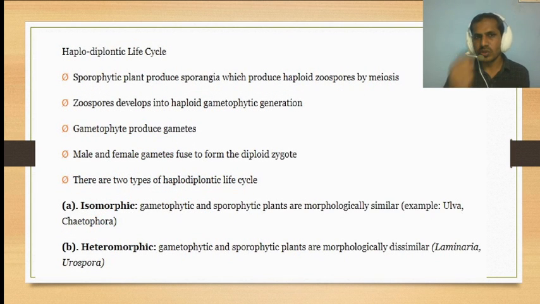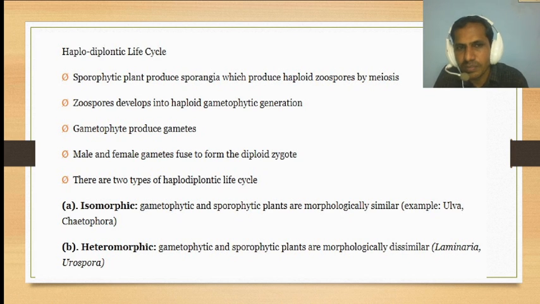So there is the diplontic life cycle. A sporophytic plant produces sporangia, which produce haploid zoospores by meiosis. Zoospores develop into haploid gametophytic generations. Gametophytes produce gametes. Then the fusion of male and female gametes forms a diploid zygote. And this haplodiplontic life cycle further divides into two categories: one is isomorphic haplodiplontic, another one is heteromorphic haplodiplontic.